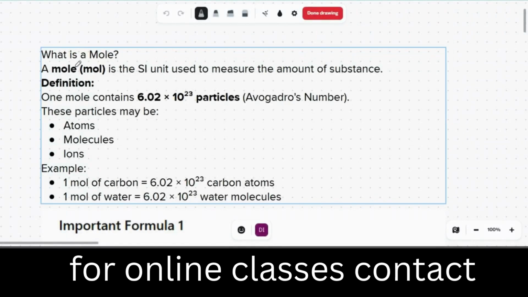Today we are going to talk about what is a mole. A mole is an SI unit used to measure the amount of substance. The definition is that 1 mole contains 6.02 × 10^23 particles, and that number is called the Avogadro number. These particles may be atoms, molecules, or ions.